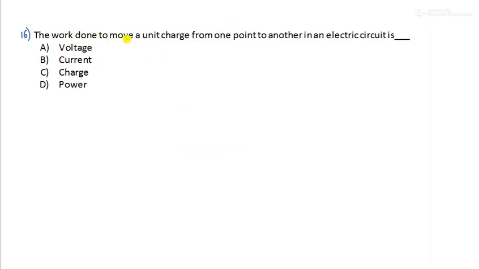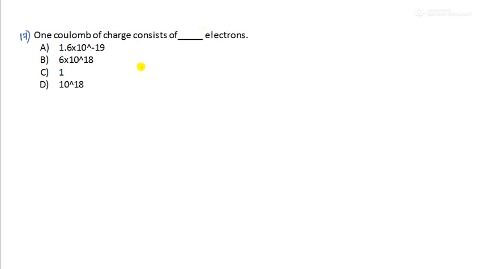Okay, the work done to move a unit charge from one point to another point in an electric circuit. So work done to move what? Charge. I discussed this question in the beginning. It is called as what? Potential difference or voltage. Option number A, based on the definition they have given here. So the answer is voltage. Next question.